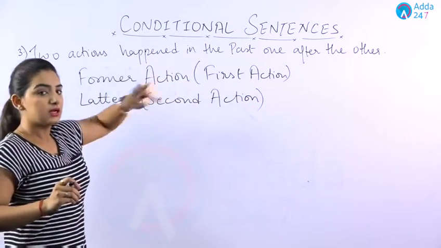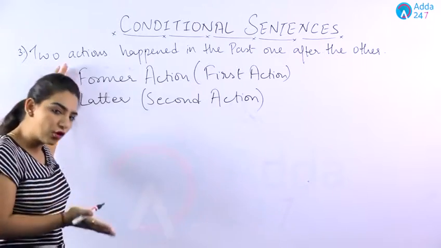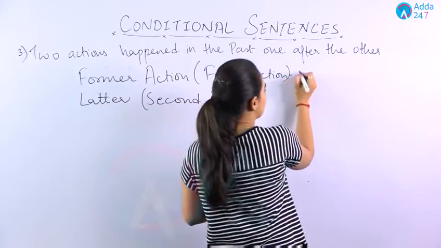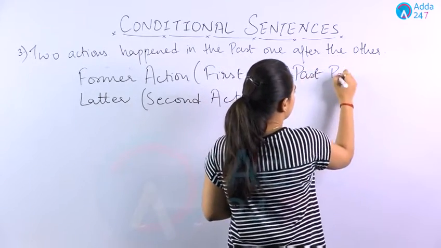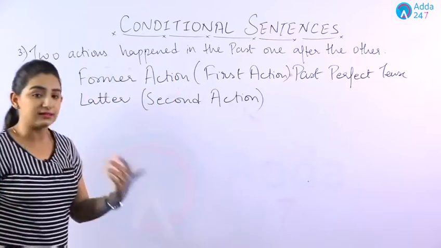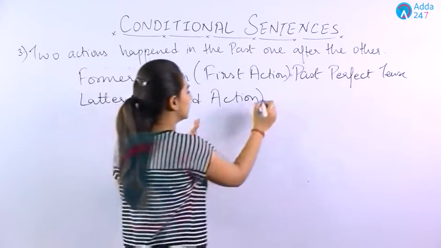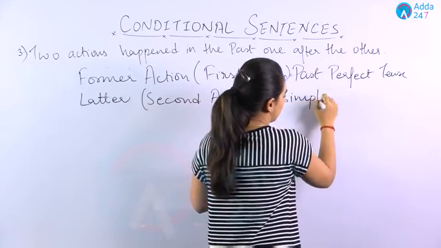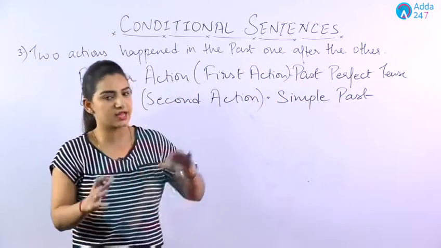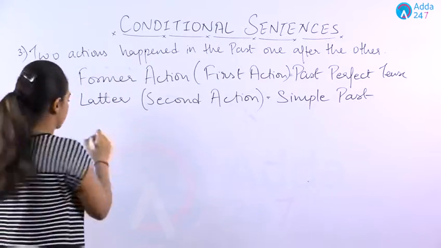Two actions in the past, former, one completed before the other one, whichever was done first, that will be in past perfect tense. And the latter, that means that ended after the first one, that comes in simple past tense, or you can also call it past indefinite tense. They are same, right? So if I give you one sentence, you will be able to solve it.